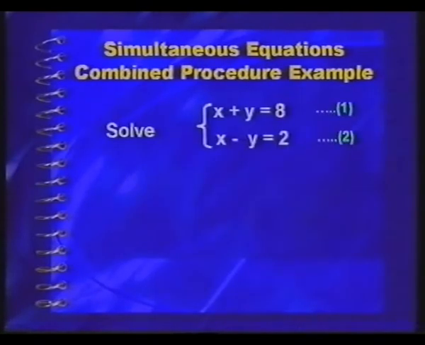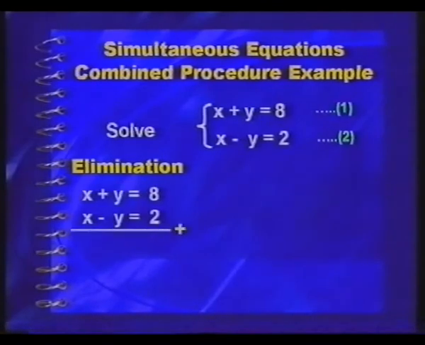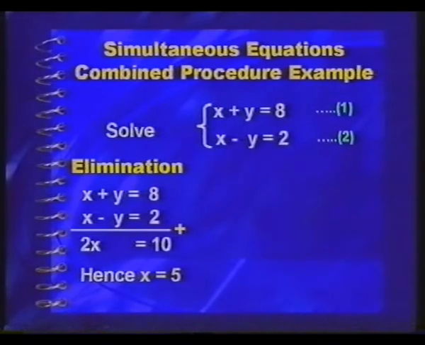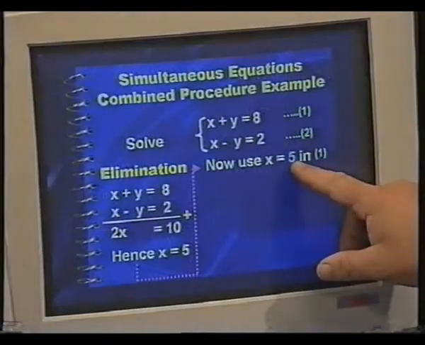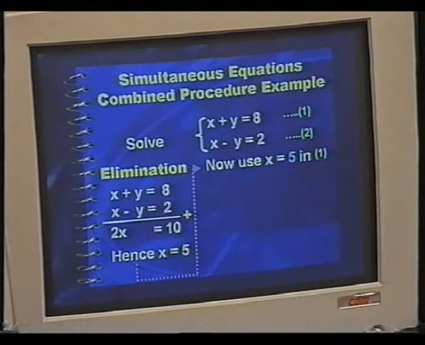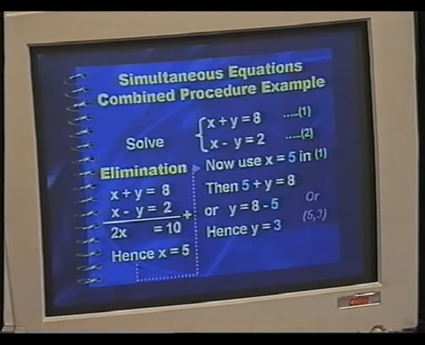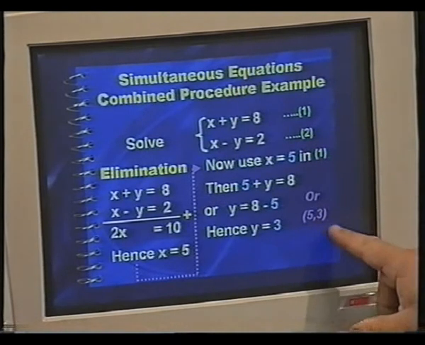Straight into that same problem as we had before. See, exactly the same equations. And first eliminate. We've got 2x equals 10, from which we get x equals 5. And then I use either 1 or 2 by substitution to get the second value. Use x equals 5 in the first equation, and from that I get 5 plus y equals 8, from which we get, of course, y equals 3, written (5, 3).